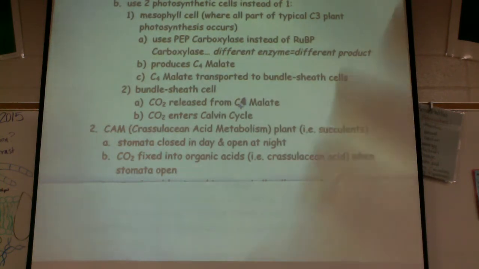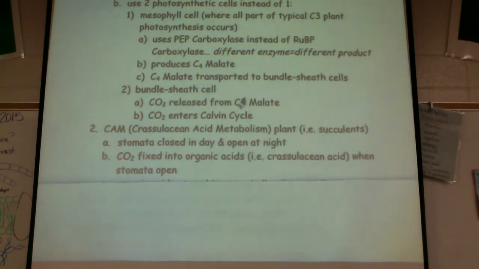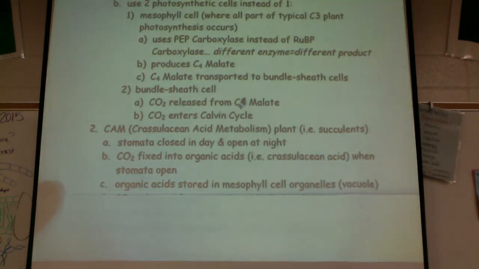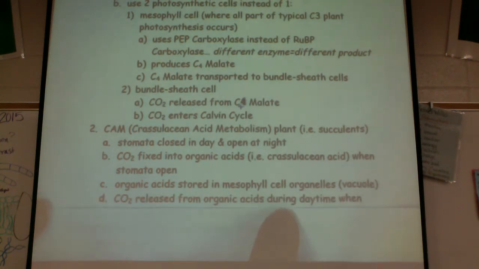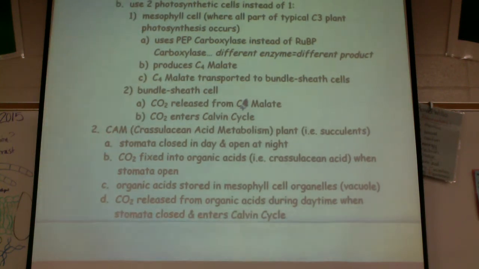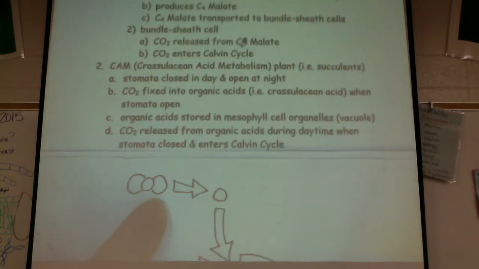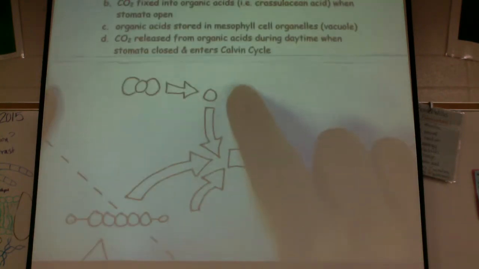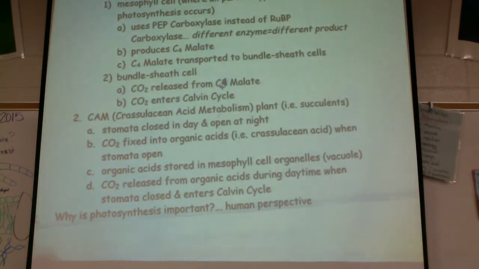So these guys are sucking in CO2 at night and storing it in organic acids that, during the day, right, get stored in these mesophyll cells in the vacuoles. Remember, you don't just store water. And then during the daytime, when they've got their stomata closed, they still have access to CO2 because they break up those organic acids, release CO2, and strip the carbon off to be able to go into the Calvin cycle. Okay?